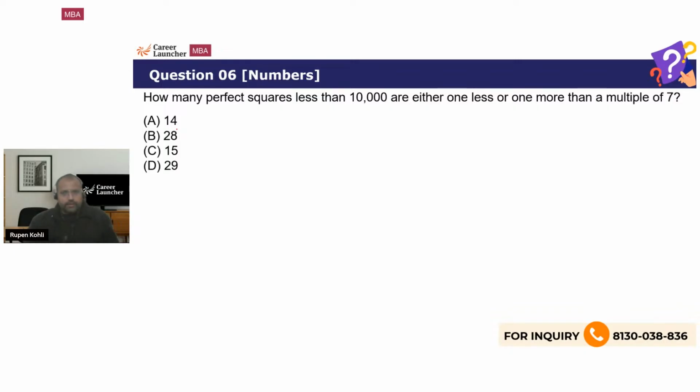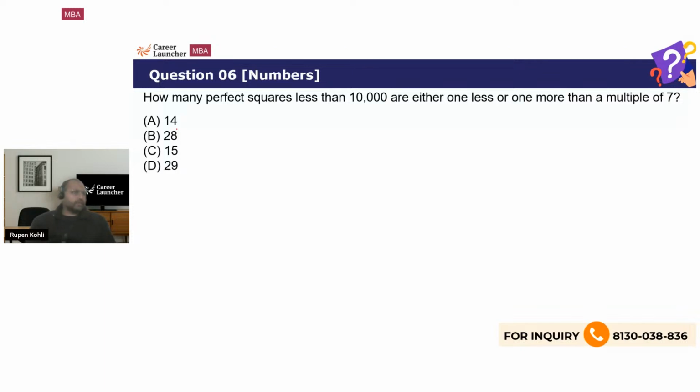Now, something on numbers. Here we go. Try with me. How many perfect squares less than 10,000 are either one less or one more than a multiple of 7?